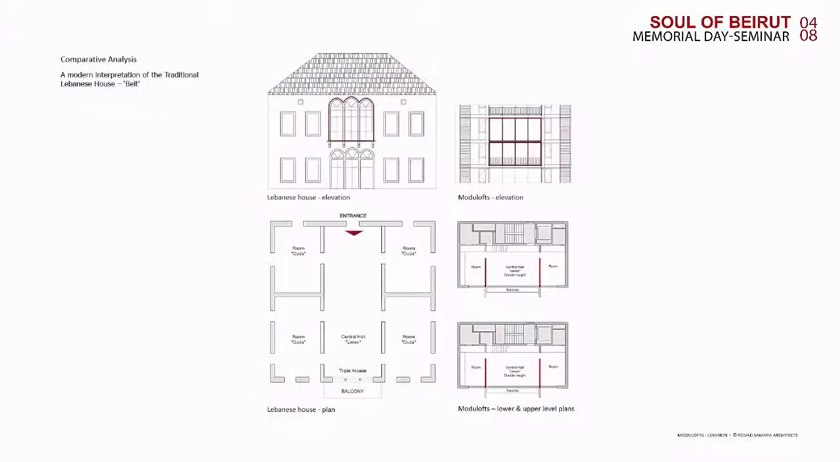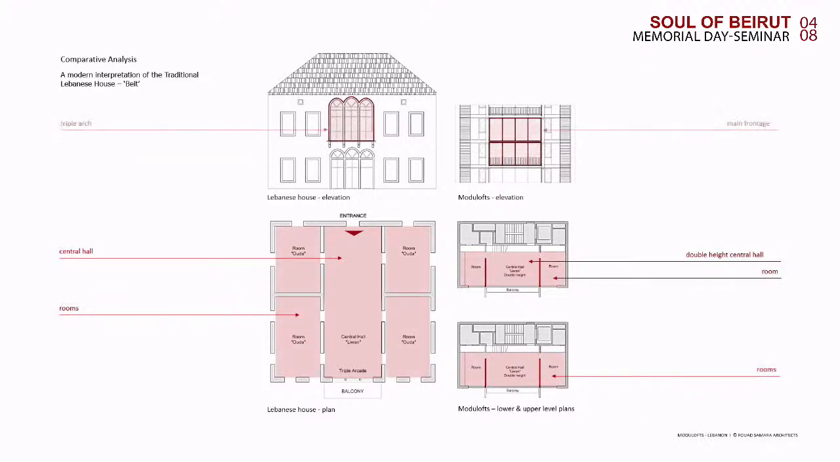It does not relate in form. So I don't really care about the form. I try to look at what is the essence of the traditional Lebanese house and reinterpret that in modern day. So we have the tripartite arch, which translates to a curtain wall. We've got the central hall, which is double height space. We've got the four rooms either side of the Liwan, which are the two rooms at the bottom and two rooms on top. Again, we see that here. And this is the major opening in the house.